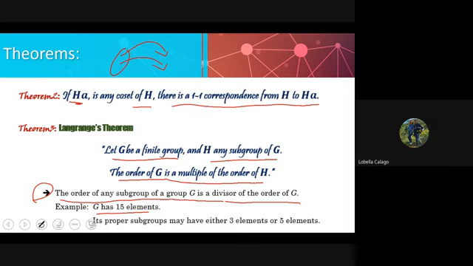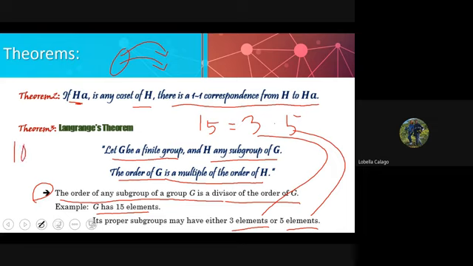For example, si G ay may 15 elements. So, ang kanyang proper subgroups may have either 3 elements or 5 elements. Saan tong kinuha ang 3 and 5? Di ba sinabi it's a multiple or a divisor? So, for example, ang 15, ano ang factor ng 15? It's 3 and 5. Kaya yun po yung Lagrange theorem. So, the proper subgroup may have either 3 elements or 5 elements. For example, G has 10 elements. So, therefore, ang kanyang factor is 2 and 5. So, the proper subgroup of that group G may have either 2 elements or 5 elements. So, yun po yung Lagrange theorem.